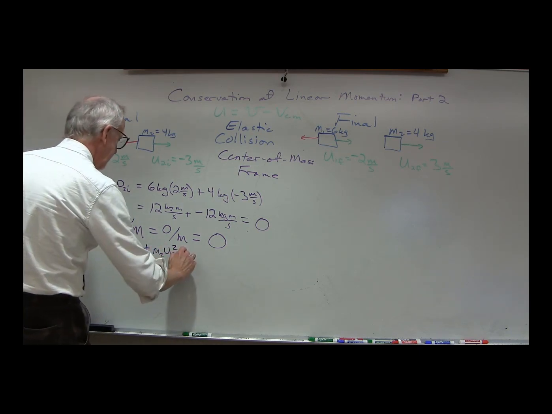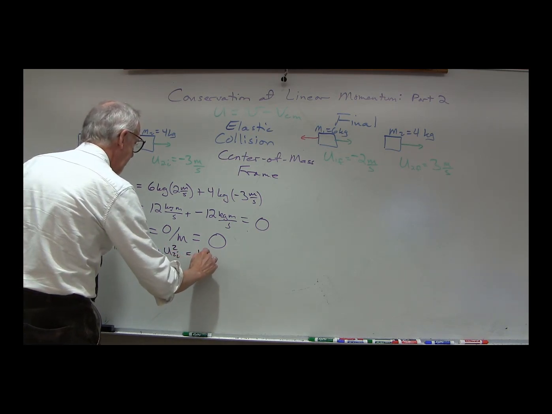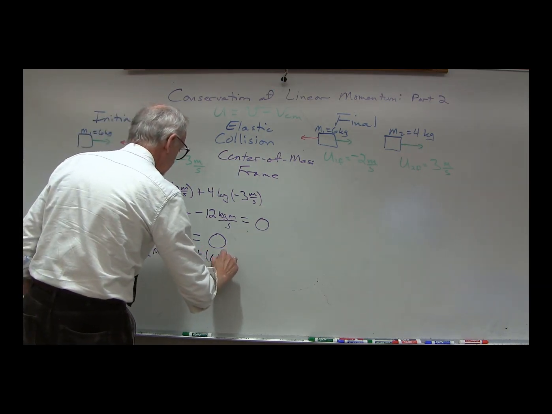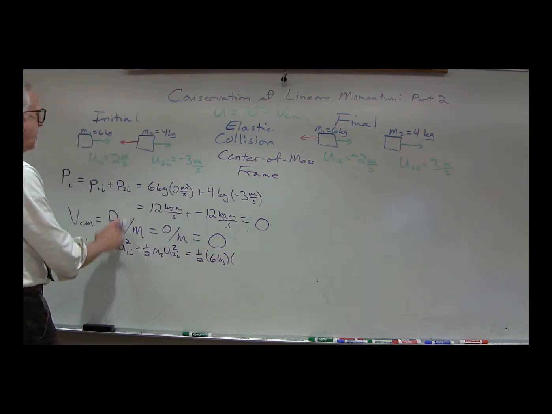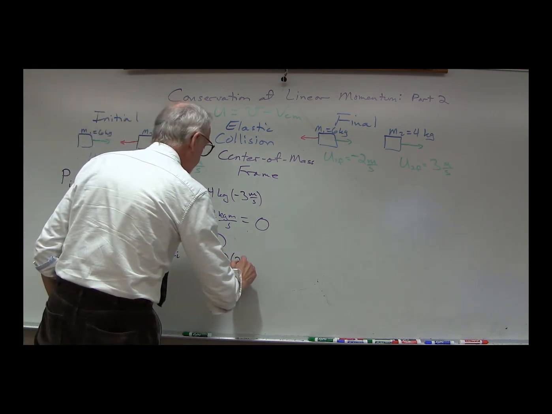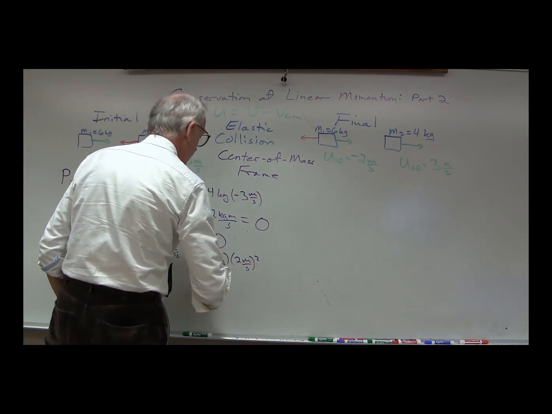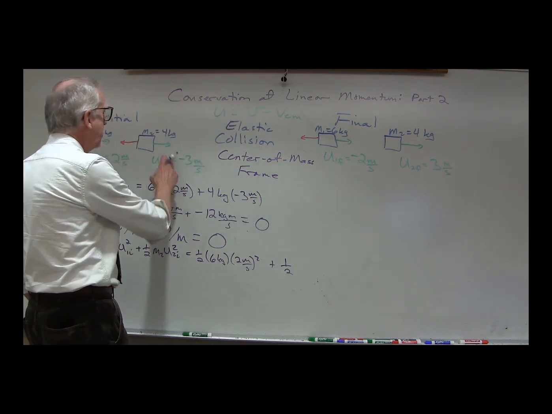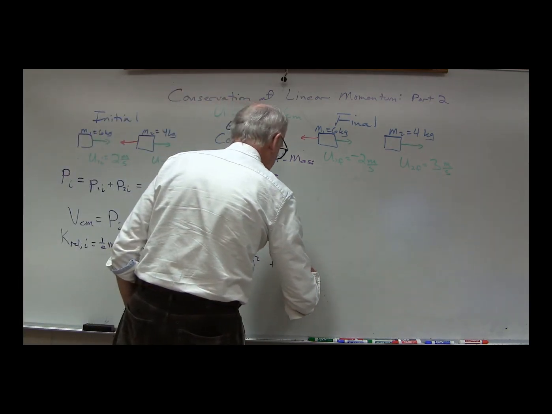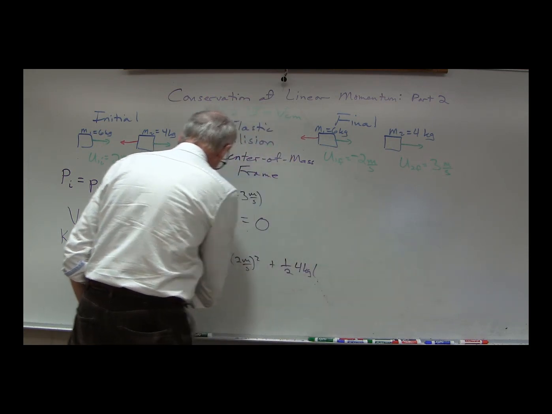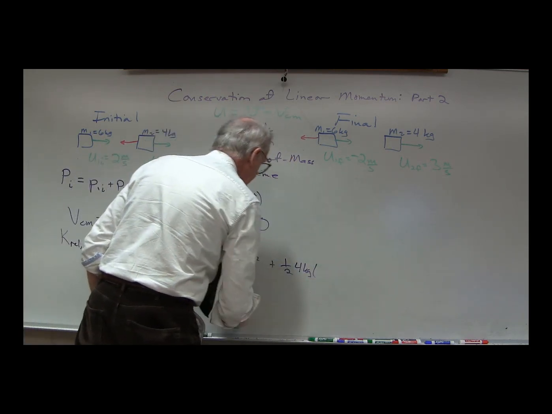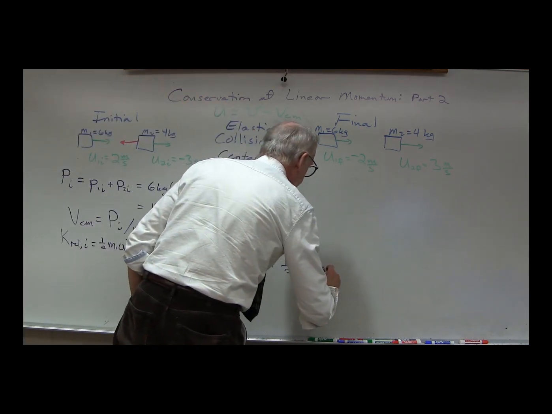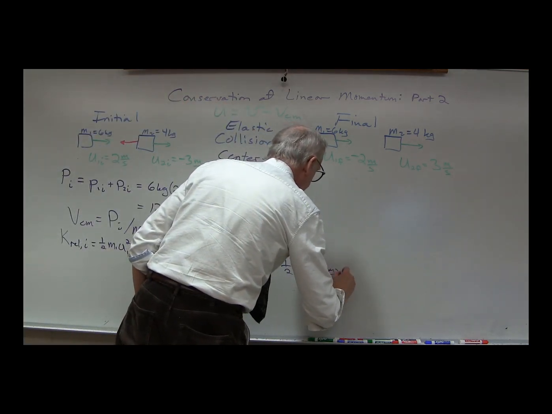And what do we get in that case? So we'll get 1/2 times m1 is 6 kilograms, times u1, which is 2 meters per second, squared, plus 1/2 times m2, which is 4 kilograms, times u2 initial, which is -3 meters per second, squared.